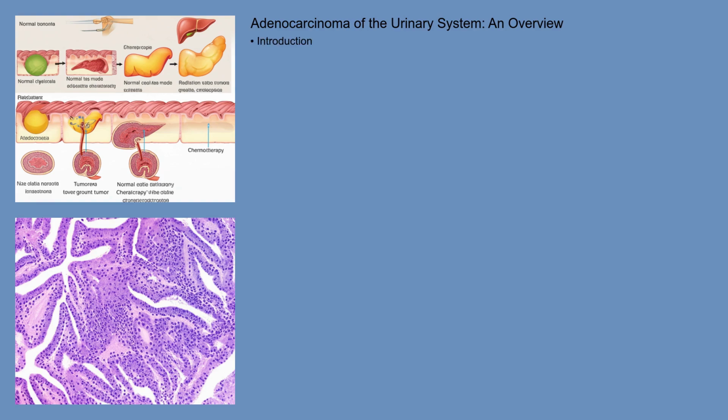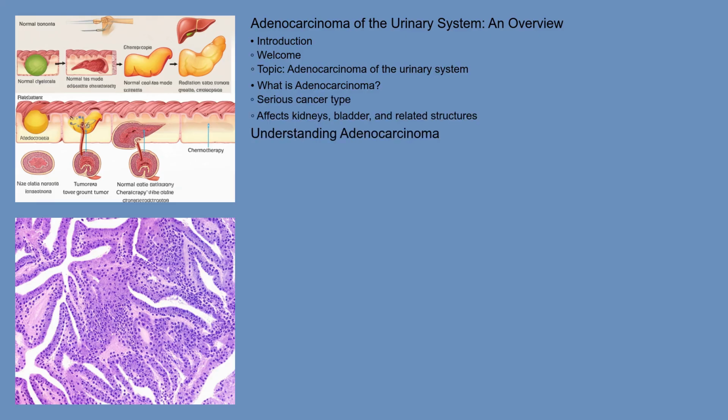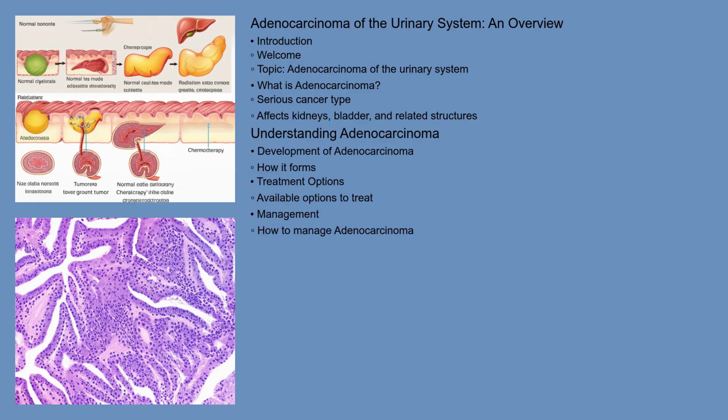Hello and welcome. Today we'll be discussing adenocarcinoma affecting the urinary system, a serious type of cancer that can impact the kidneys, bladder, and other related structures. We'll break down what it is, how it develops, and the available options for treatment and management.